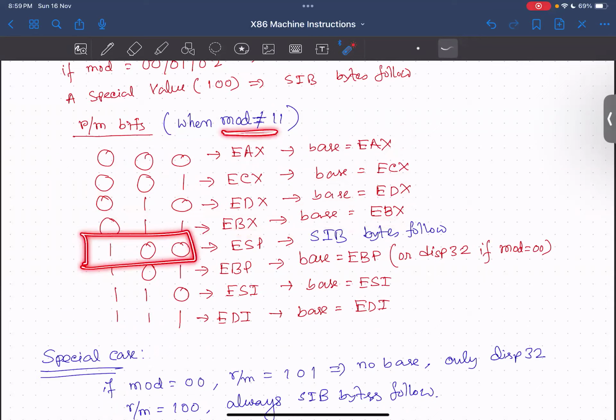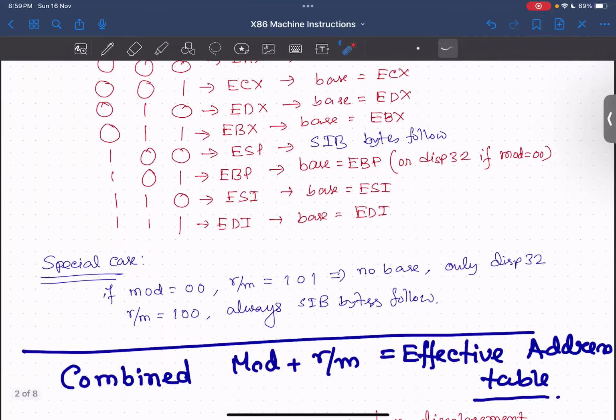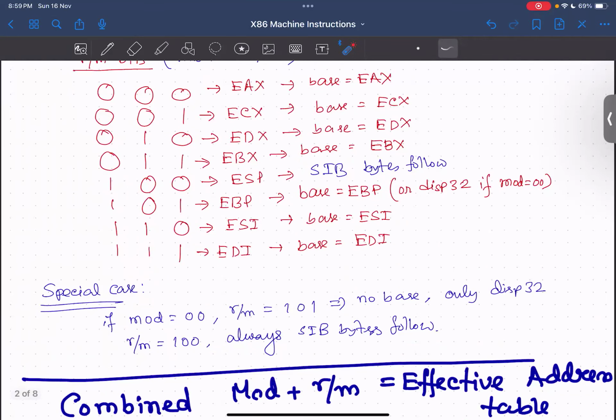If the mod is not equal to 11 and RM bits are 100, then that means there is some kind of scale-index-base byte you are going to use, which will come next in the instruction, in the next bytes of the instruction. Similarly, if 101, your base is EBP. Now there is a special case. If mod is equal to 00 and RM bits are 101, that means your address is in the displacement section only. You don't need any base. Else, the base is EBP. Then 110, the base is ESI. 111, the base is EDI.